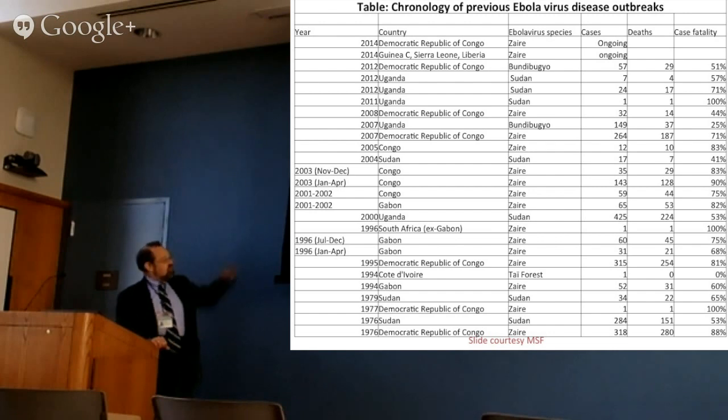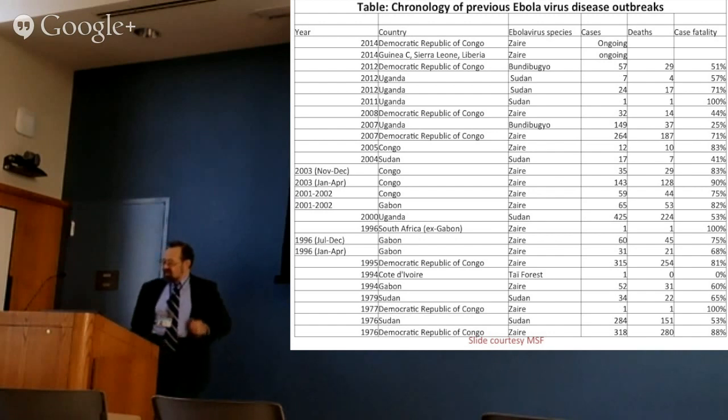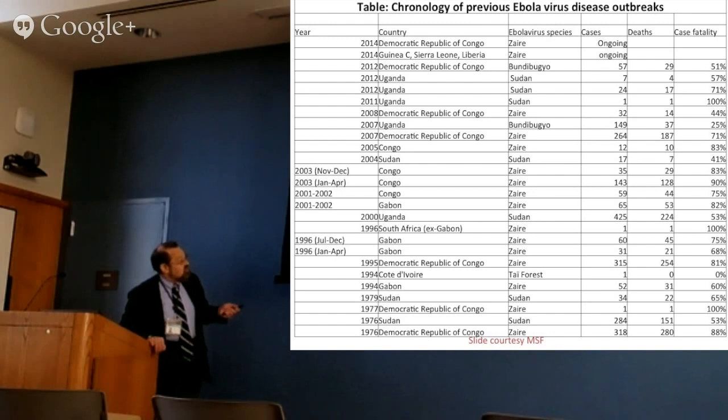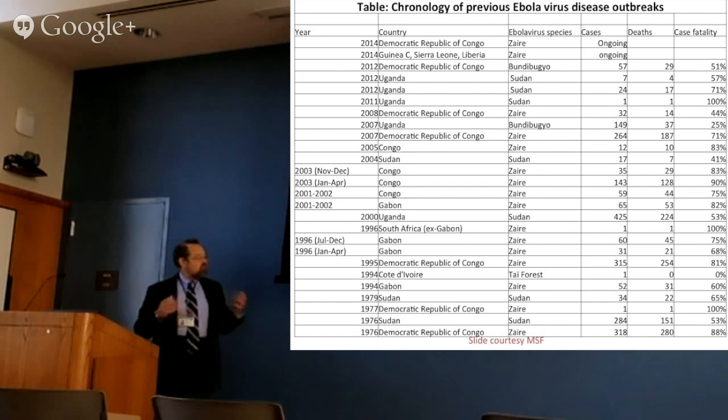So this is from the bottom up, actually, courtesy of Médecins Sans Frontières, Doctors Without Borders. This is a chronology of all of the previous Ebola virus outbreaks. And as I mentioned, the very first ones were in 1976 in two almost simultaneous outbreaks. And the interesting thing is the one in what was then called Zaire, now the Democratic Republic of the Congo, was with the strain that we now think of as kind of the classic Ebola strain.